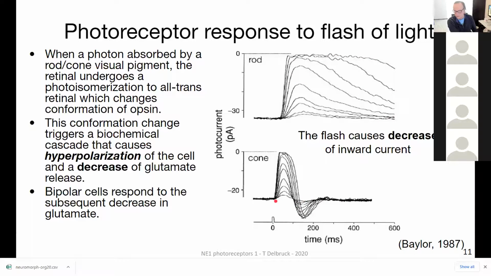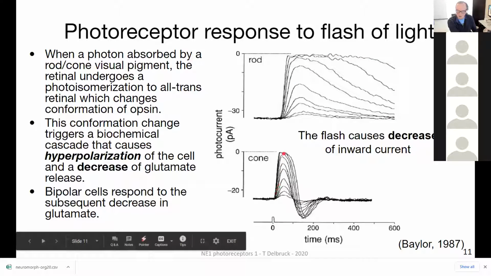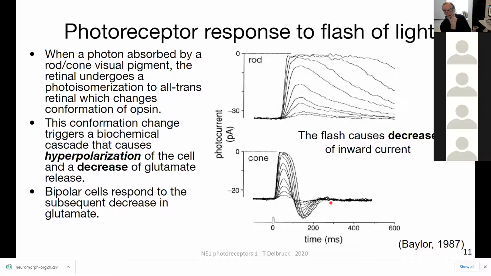The cone's very different, right? It looks like a high-pass filter. You make a flash, it responds, and then it rebounds back in the other direction, and then it goes back to zero. The whole thing is over in about 200 milliseconds. This is slower than what happens in us because it's from a cold-blooded animal, not running at body temperature. I think these are the famous experiments from Baylor on turtle retina.